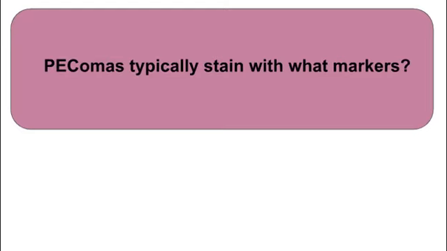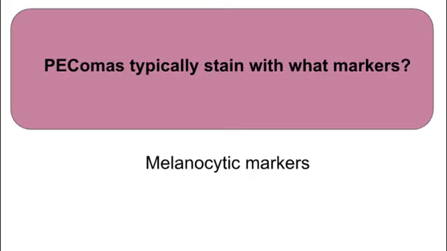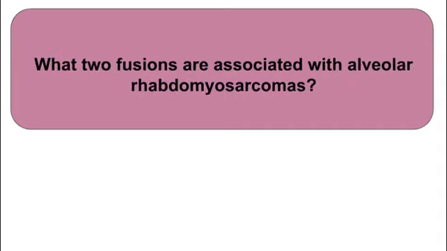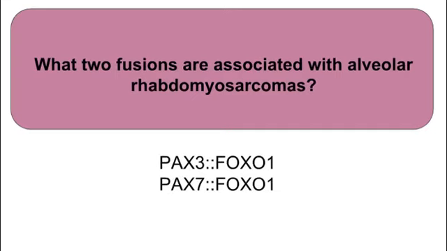Sarcomas typically stain with what markers? Melanocytic markers. What two fusions are associated with alveolar rhabdomyosarcomas? Fusions involving FOXO1 and PAX3 and PAX7.